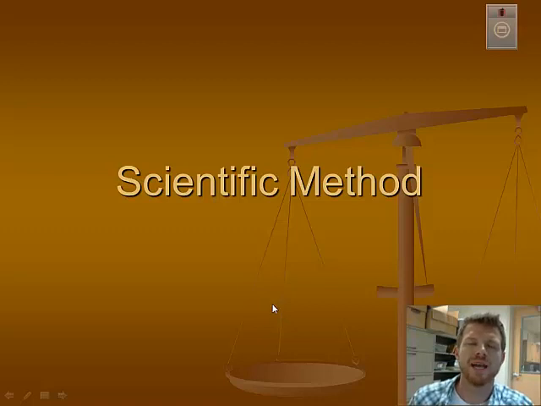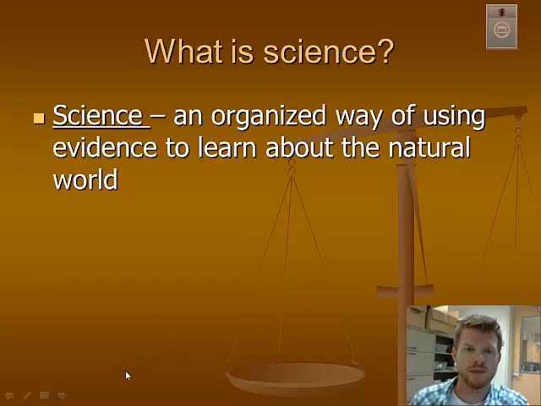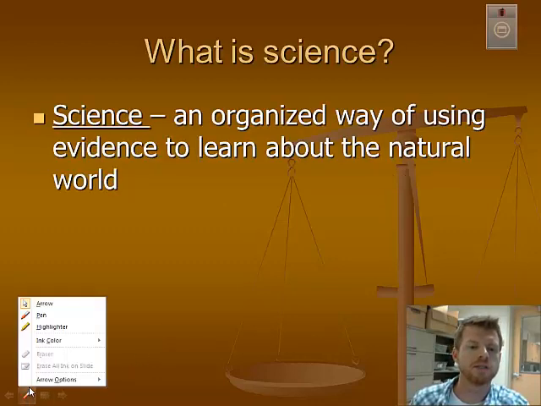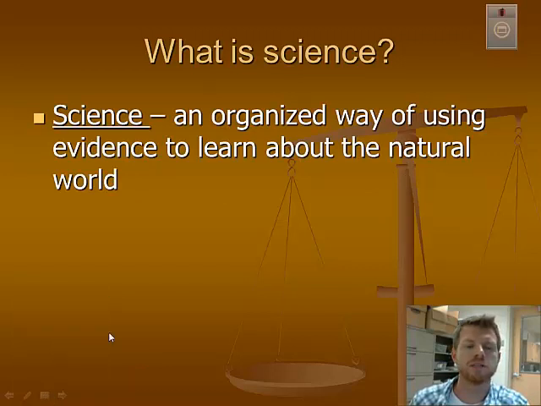So real quickly, ask yourself, what is science? Coming up with an idea for science, you may have listed a couple of science classes, and those are just different disciplines within the process of science. Science truly is an organized way of using evidence to learn about the natural world, and that's important. So when we're studying biology, we're using things that we've observed and tested to help us explain whether it's the human body or ecology. We're using science to explain that.